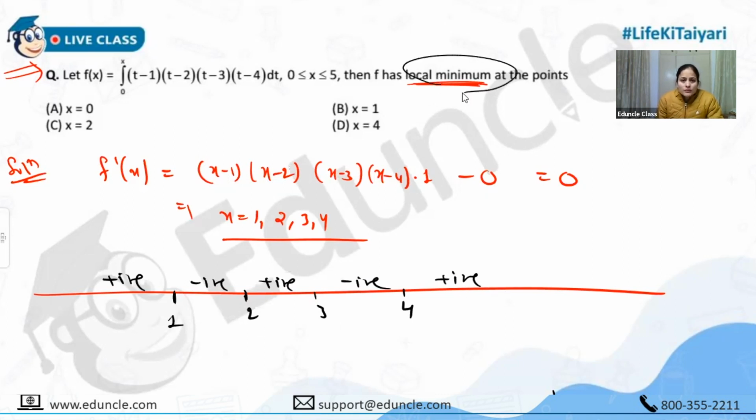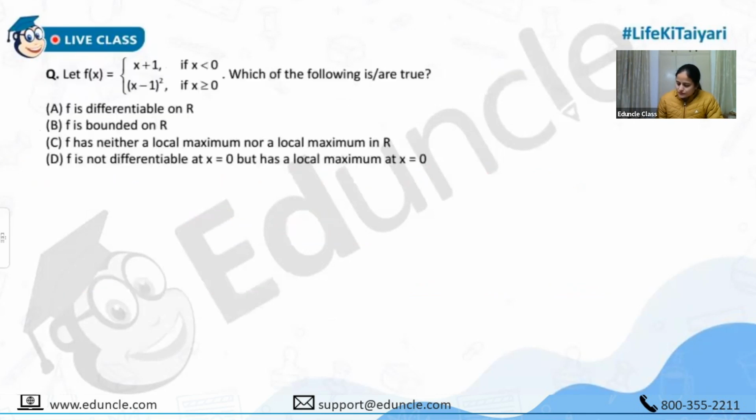So point of local minima. So this is the point of local minima and it is a point of local minima. So there are 2 points. x is equal to 2 and x is equal to 4. Yes. Okay? Yes. So at these 2 points, function having its local minimum value. Chaliye. Let's take another question.